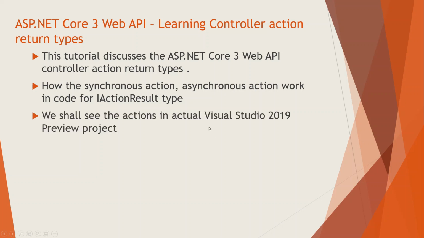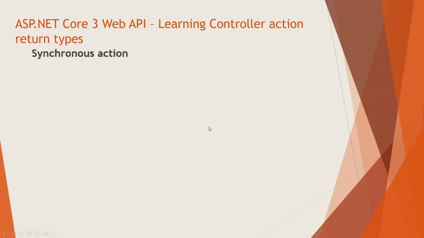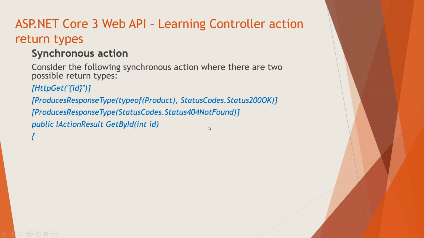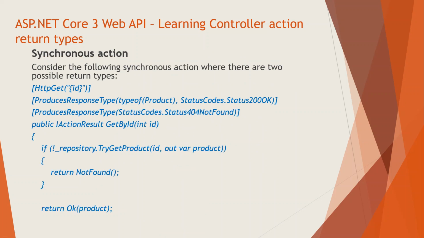So, what is a synchronous action? Now consider the following synchronous action where there are two possible return types. You'll see that there are two possible return types. One is return NotFound and another is return Ok with the product. So it is all working on a product repository.